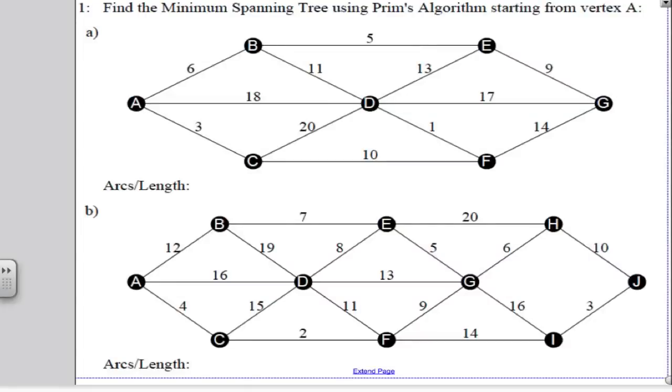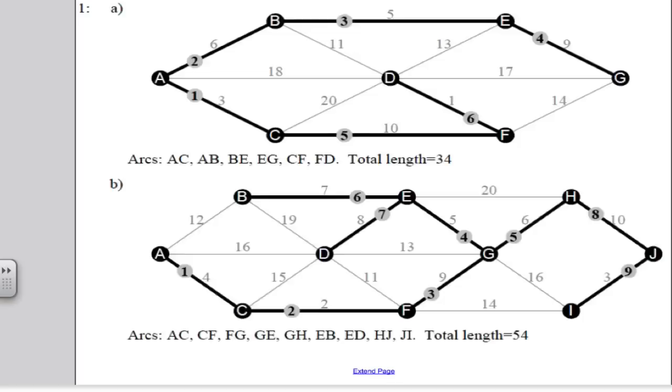As a final exercise, I thought I'd set you a few questions on Prim's using the graphical method and Prim's using the table or matrix method. Pause the video now, have a go at questions 1A and B to find the minimum spanning tree starting from vertex A using Prim's. Pause now. And the answers are as follows. So there are your minimum spanning trees with your total lengths.